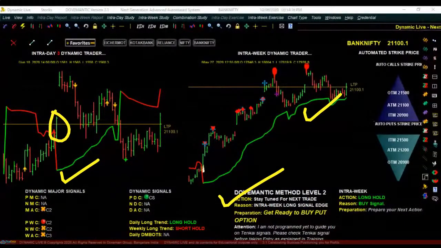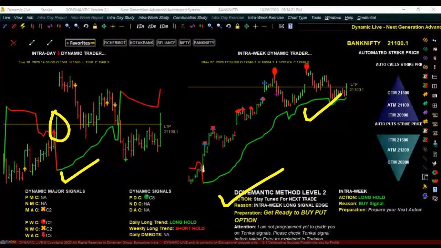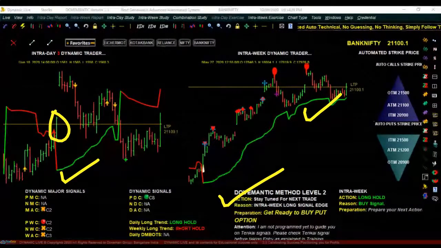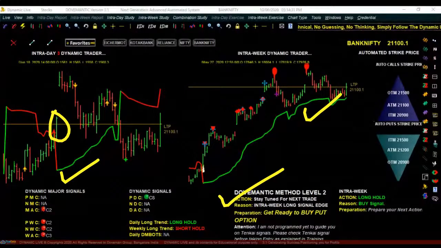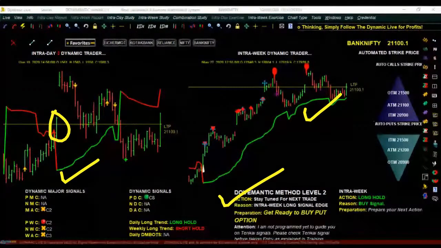If they both are green in color, it means they both are telling you to buy. It means they both are telling you that the trend is up. So in an uptrend, if you're planning to buy a call option, then that is the right way to trade. That is the best way to trade. No thinking, no guessing. Just go ahead and do the trade. The success rate on these kind of trades is very, very high. So you can just go ahead and do the trade.